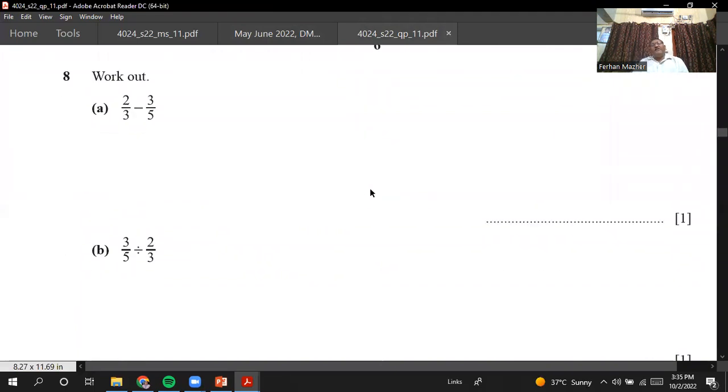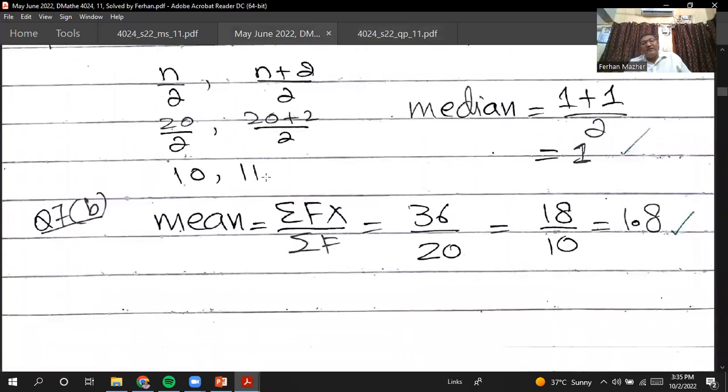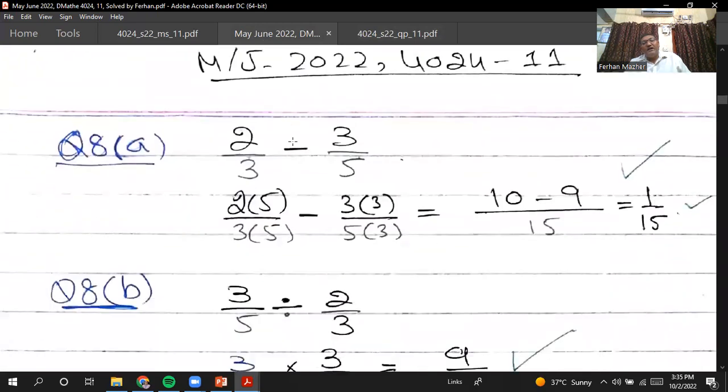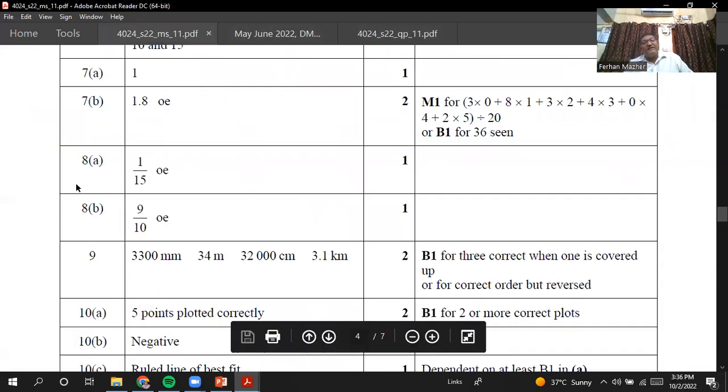Okay, question number 8. He says work out 2 by 3 minus 3 by 5. So it's a fraction subtraction. Very simple. I will make their denominators the same. In the first fraction, I will multiply numerator and denominator both by 5. And in the second fraction, numerator and denominator both will be multiplied by 3. So you will have 10 minus 9 and the whole thing divided by 15. And that will be equal to 1 by 15. So 1 by 15 is our answer. So our answers are right. You can see here.